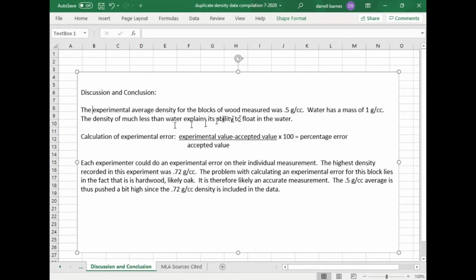The experimental average density for the blocks of wood measured was 0.5 gram per cc. Water has a mass of 1 gram per cc. The density being much less than water explains... okay, that is very awkward right there.